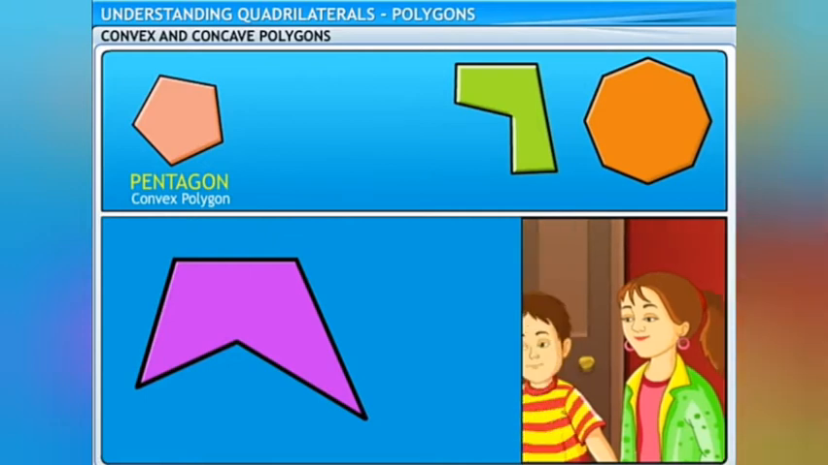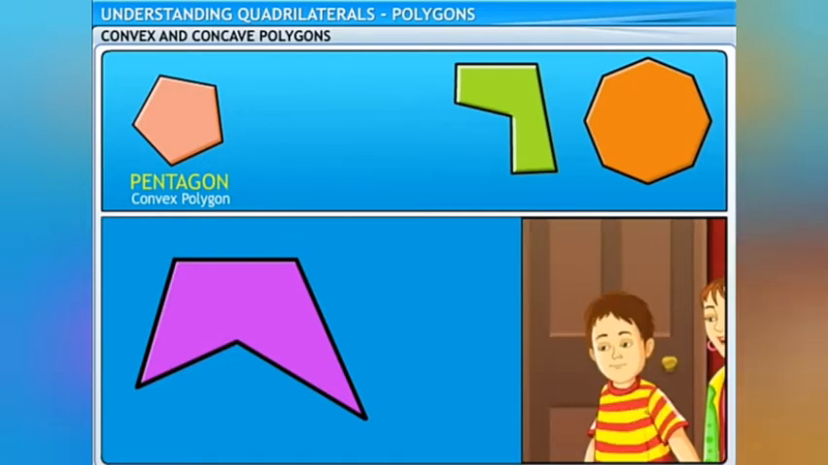Now, it's your turn, John. This polygon has 5 sides. So, this is a pentagon. To check whether this polygon is convex or concave, I will draw the diagonals. One diagonal lies outside the polygon. So, this is a concave polygon.